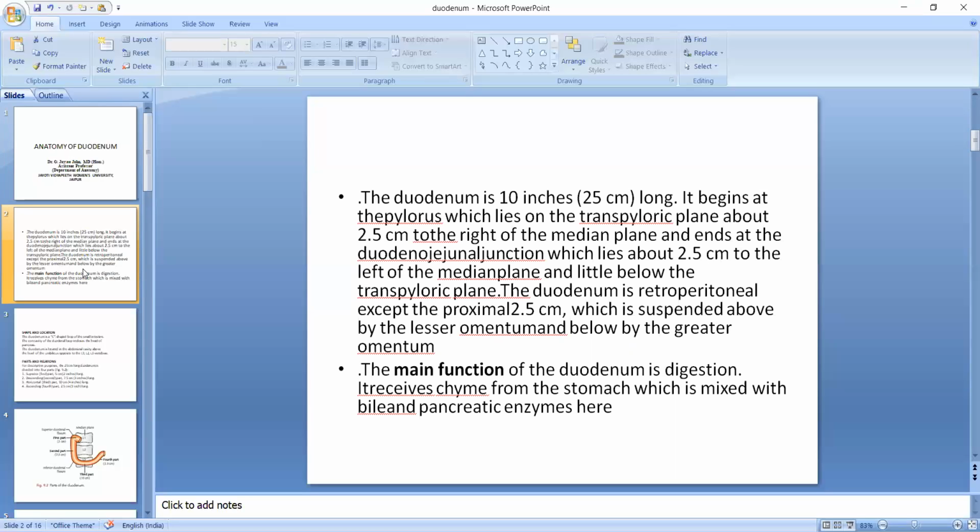The duodenum is retroperitoneal except the proximal 2.5 centimeters, which is suspended above by the lesser omentum and below by the greater omentum. The main function of the duodenum is digestion. It receives chyme from the stomach, which is mixed with the bile and pancreatic enzymes here.